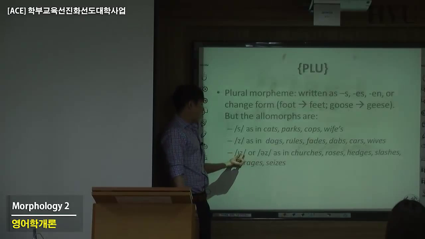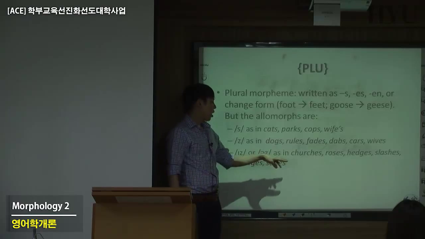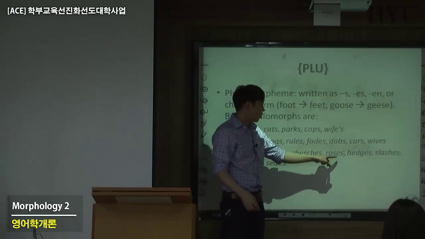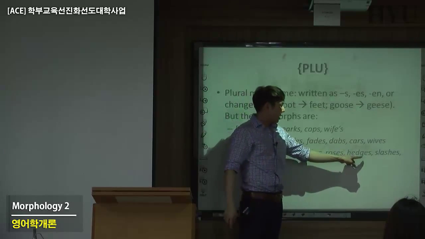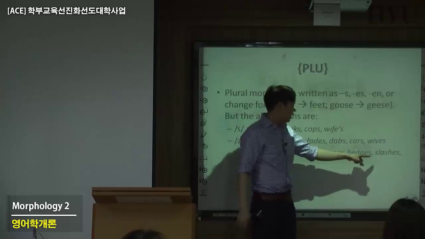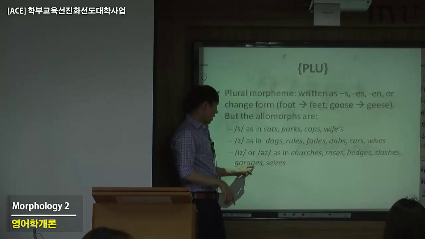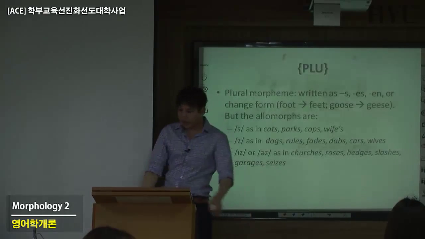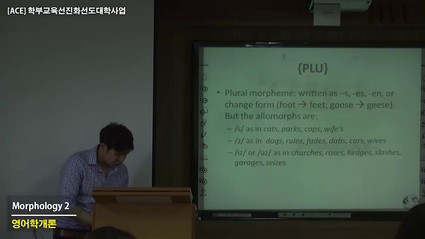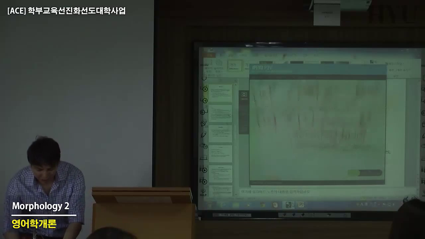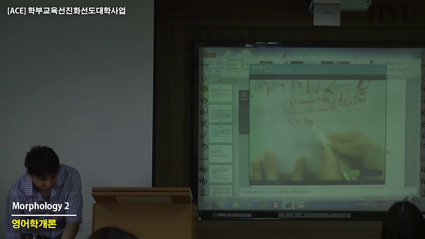Finally, you pronounce the plural morpheme as is or us when we have church, this is a T hook, right? Rose, this is an S. Hedge, the affricate, D and number 3, slash hook. Garage, number 3, a Z. All of these are what we call, I need to use the camera here. We call them sibilant sounds. You have never heard of that one, huh?